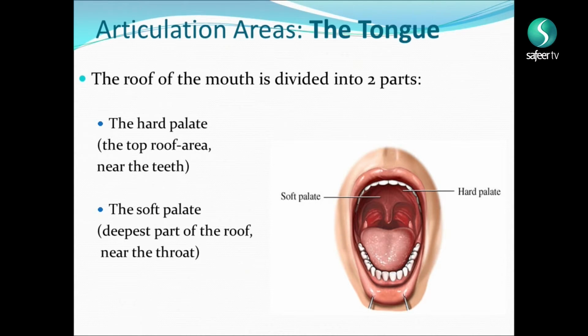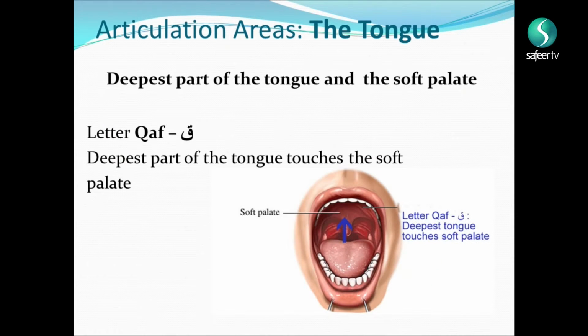So we have 2 parts in the roof of our mouth, a hard palate and a soft palate. Then we go to the deepest part of our tongue and the soft palate. Next slide, you see here the letter Qaf. So the letter Qaf, the deepest part of our tongue, touches the soft palate. So here is the letter Qaf.